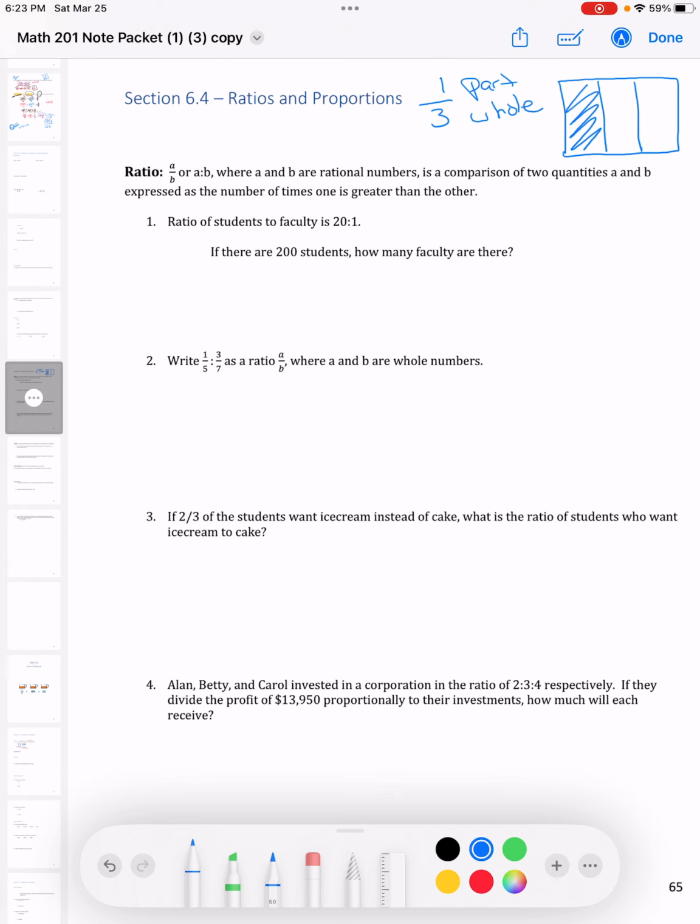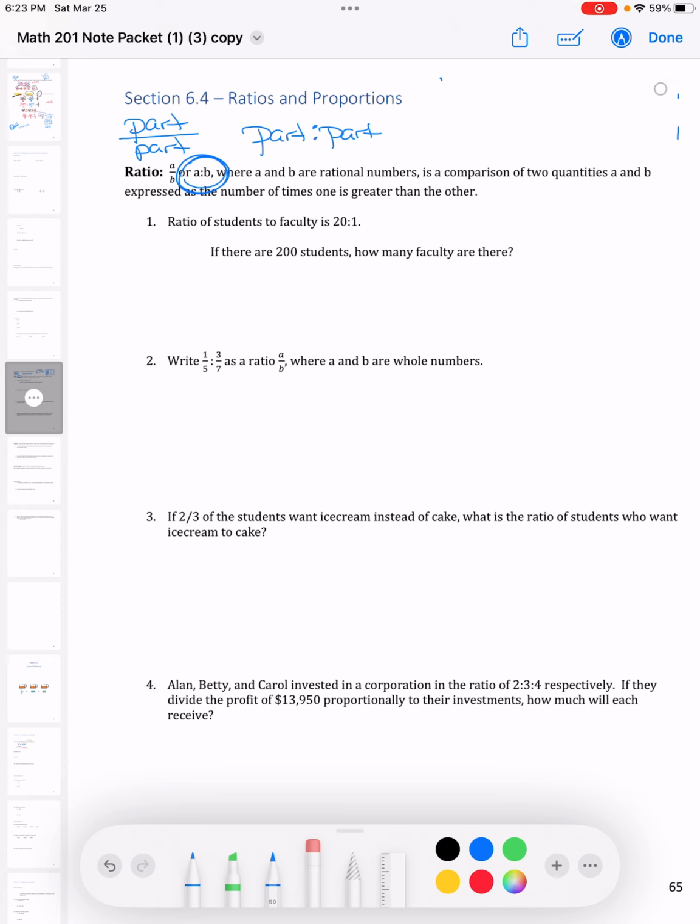So instead of that part to whole, it's going to be part to part. So I'm going to be comparing these. And a lot of times we'll see it written in this A to B form. Part of something to another part of something. So we won't be using that whole there. Now our proportion is where we're going to be setting these two ratios equal to each other and trying to solve for something. So first let's just practice with the ratios themselves, and then we'll practice finding a missing part with the proportions.